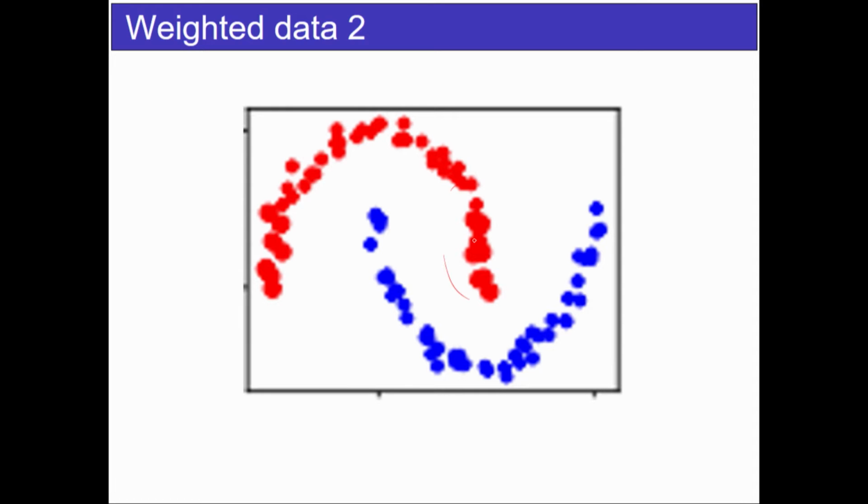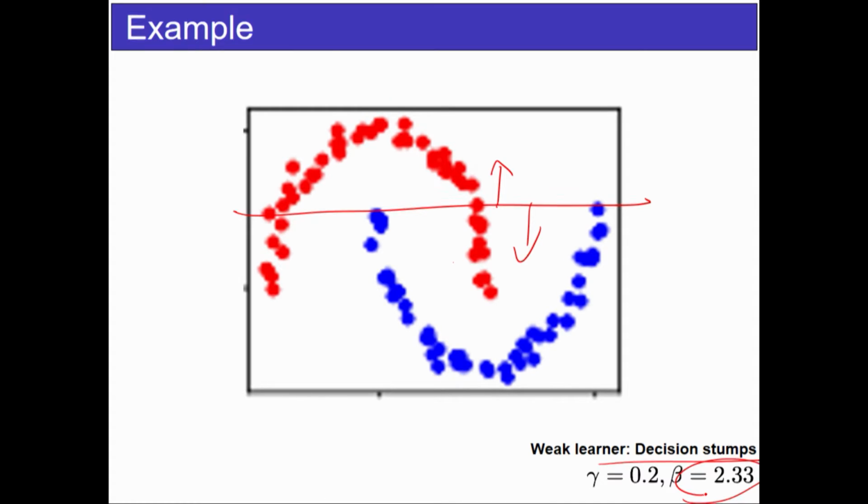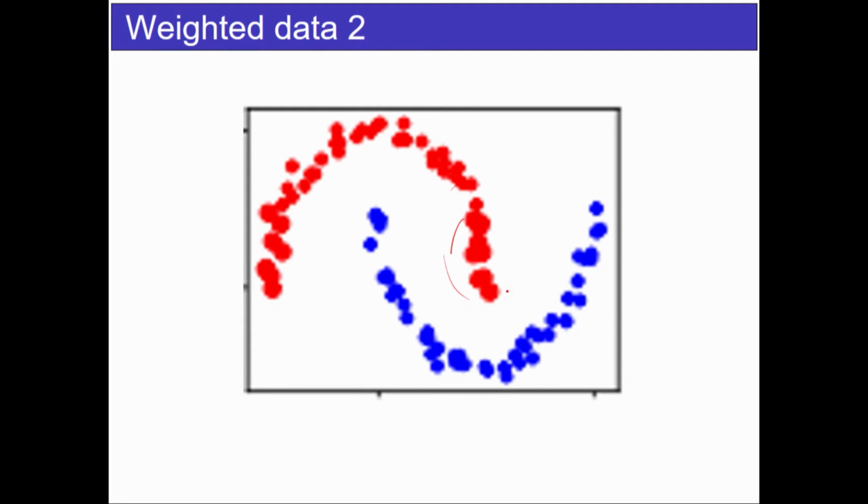Now I want to learn a weak classifier. What's a good weak classifier now? So essentially, how much is it weighted by? It's weighted by 2.33. That means that these points are now worth 2.33 times these points. So that's the beta role playing here.